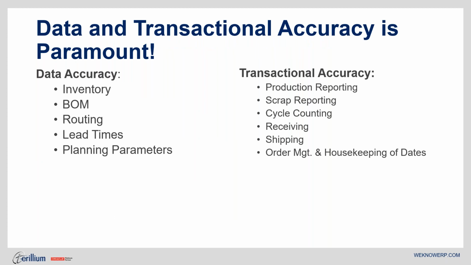I talked a little bit earlier about data and accuracy and some setup. Without data being correct in JD Edwards, this is the foundation of everything from a planning perspective. So your data needs to be correct. And when I say data, I'm talking about inventory, your bills of materials have to be correct, your routings, your lead times, your planning parameters that are associated with those items.